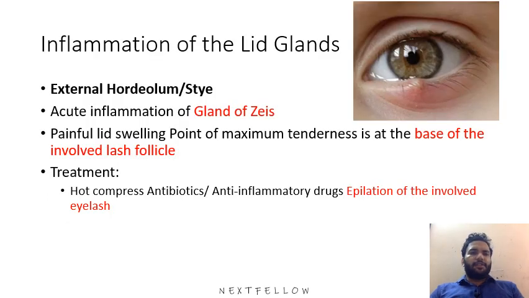Inflammation of the lid glands. Okay, external hordeolum, stye, acute inflammation of the glands of Zeiss, painful lid swelling, point of maximum tenderness at the base of the involved eyelash will be seen. So basically, stye is inflammation of the Zeiss gland. You can remember it as S and Z, almost similar letters. And the treatment is hot compress, antibiotics, anti-inflammatory drugs, and epilation of the involved eyelash can be done.